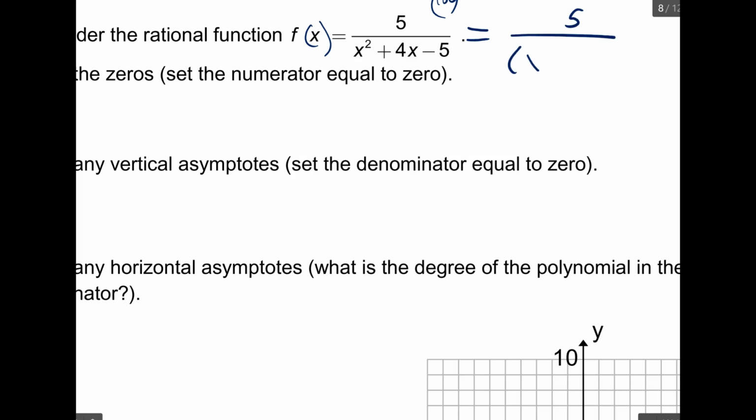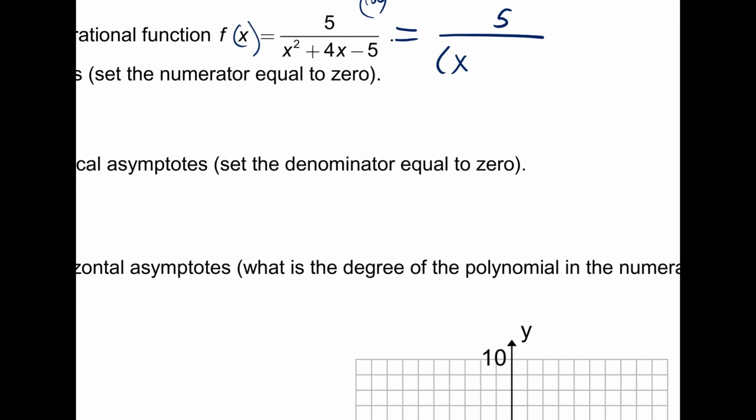5 over x equals 0. I'm just trying to factor this. Factor this? Negative 4 and 1. Wait, so it adds to 4 and multiplies to negative 5. Yeah, negative 5. No, positive 5 and negative 1. Perfect. So x plus 5, x minus 1. If I set these equal to 0, it would be negative 5 and positive 1.